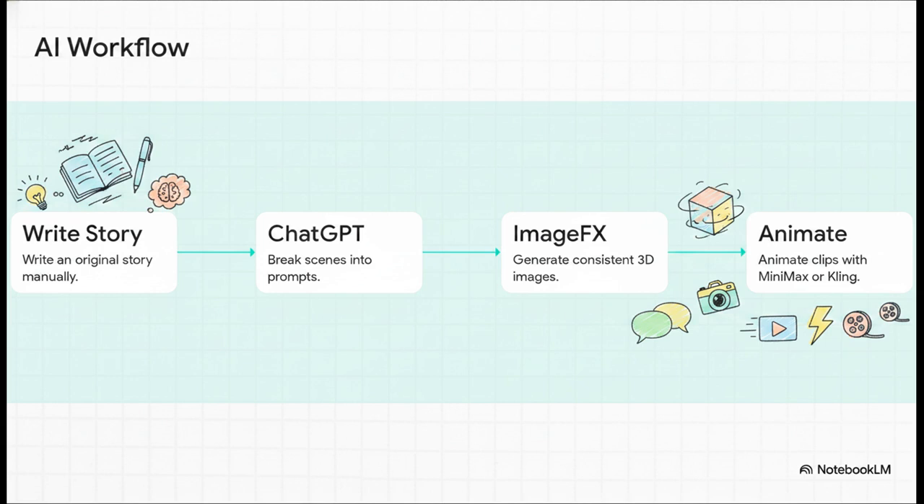Then, you use ChatGPT as your sort of digital cinematographer to break your story down into distinct visual prompts. Next, you generate base images in Google ImageFX to lock in that consistent, cute 3D style. And finally, you feed those static images into a motion generator like Kling or Minimax to bring them to life.